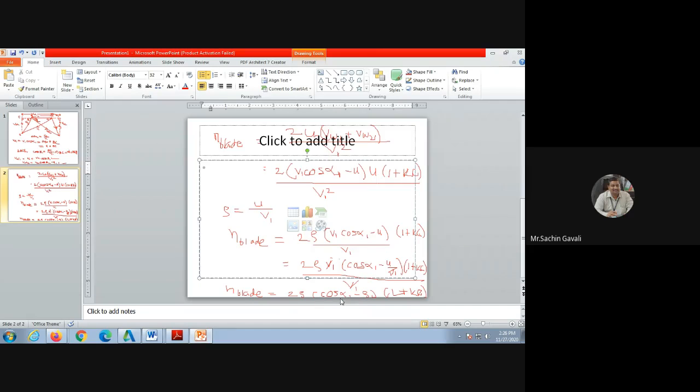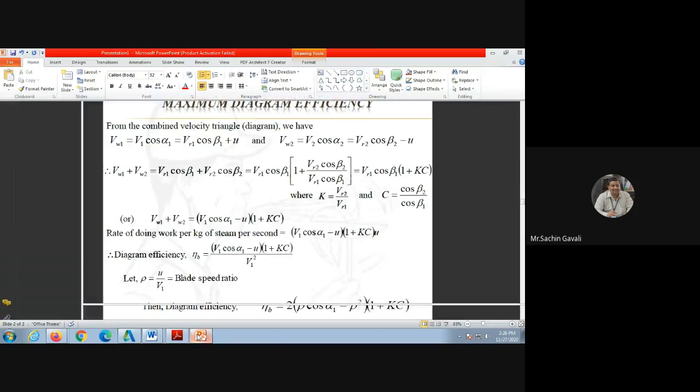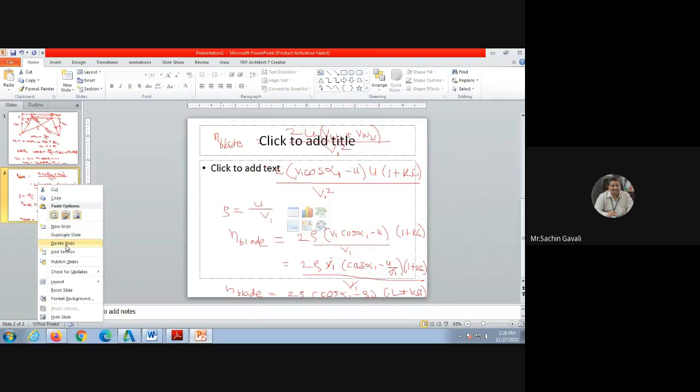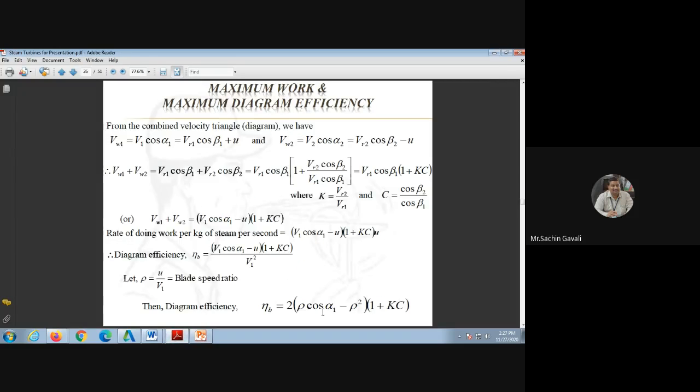Okay, this row they have taken inside, it will become 2 into bracket. This row also they have taken inside. Okay, now later we'll go: 2 into rho cos alpha 1 minus rho square plus 1 plus Kc.